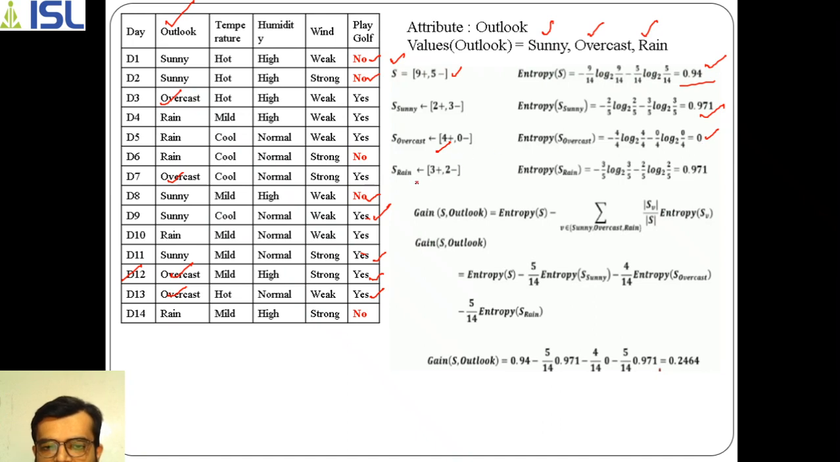But when it comes to rain, you find 3 positives and 2 negatives, that means 3 yes and 2 no. You can verify that if you substitute this, you will get 0.971.